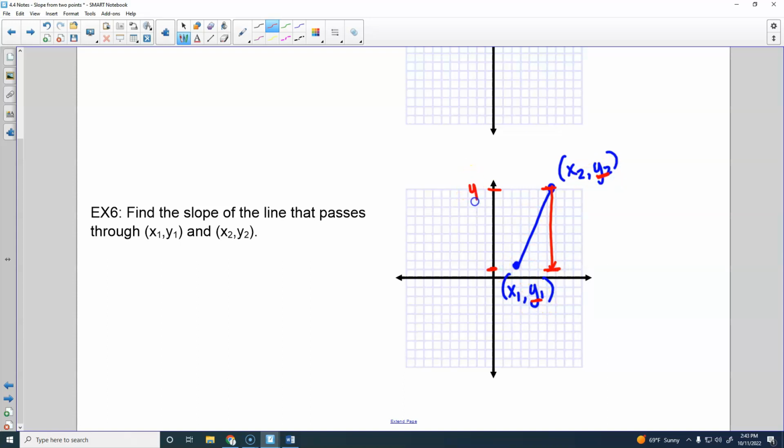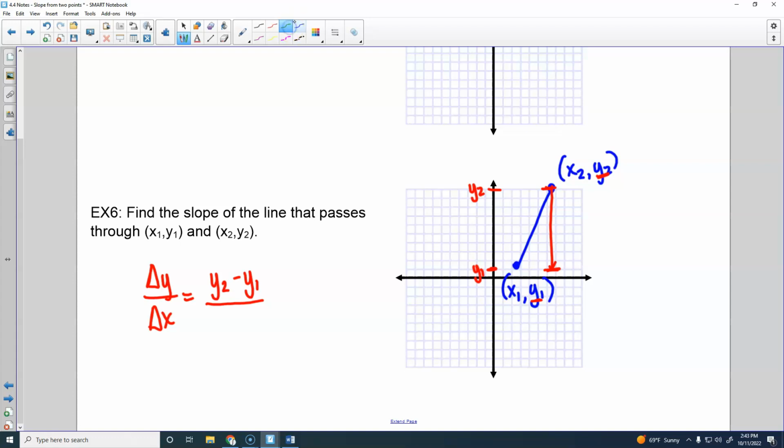So if I label that on this axis here, the height of this point is y2, the height of this point right here is y1. If I want to know how far it is between y2 and y1, what can I do with those numbers? I could subtract them, right? So for my change in y over change in x, I would do y2 minus y1.